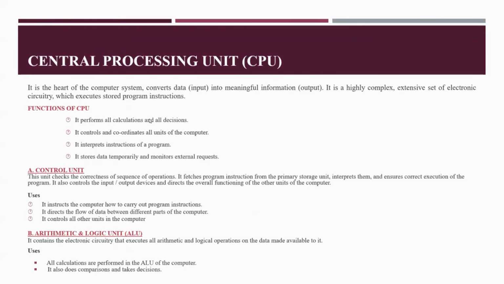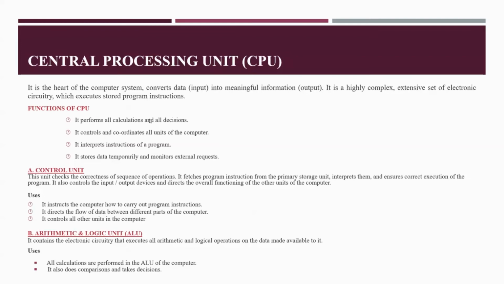Now we'll see about the central processing unit. We know that the CPU is the brain of the computer. All the processing and all the computations will be done by the central processing unit. It will accept the input data, process the information, analyze the data, then store the data in the memory, and then produce the output in the output unit. So what are the important functions of a CPU? We can see that there are four main functions of a CPU. First, it performs all the calculations and all decisions.